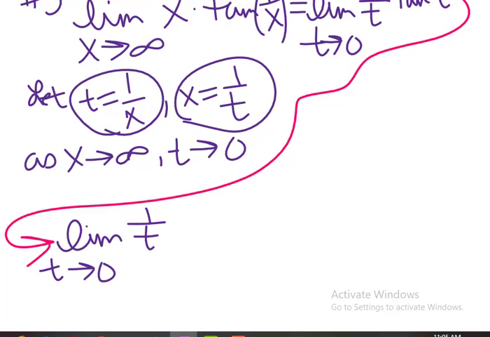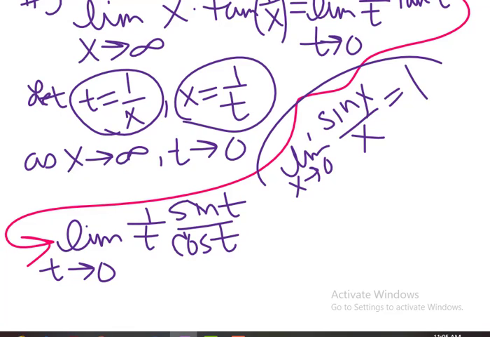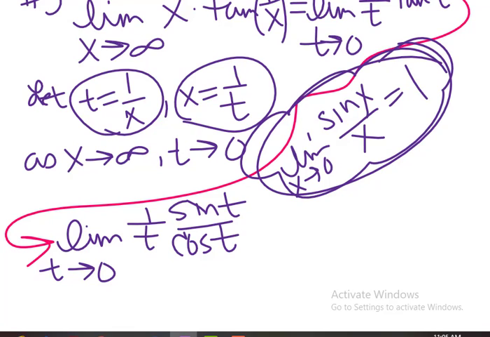Now, tangent of t I can't work with as well, but I'm going to write this as the sine of t over the cosine of t. I like that, because there is this property that says the limit as x approaches 0 of sine x over x is equal to 1. So I'm going to use that property here. It's in my little thought bubble. I want to make sure we know that's not the answer here.